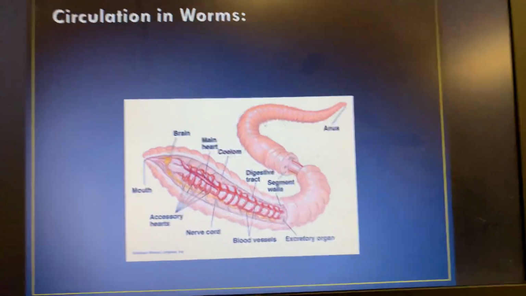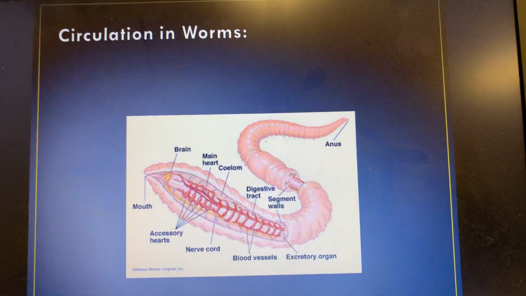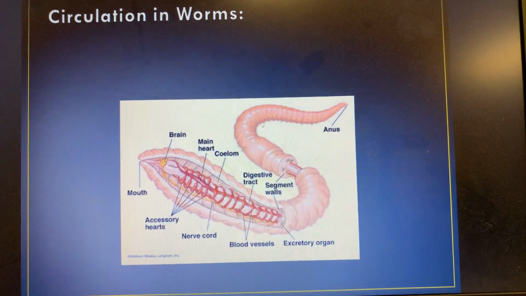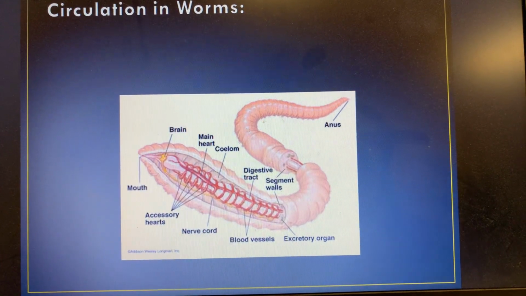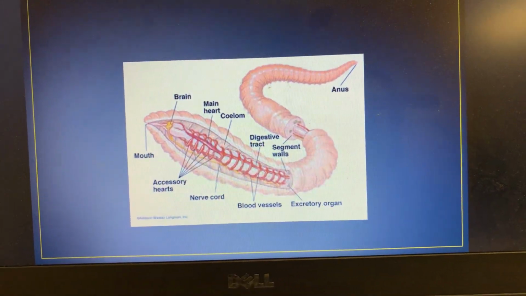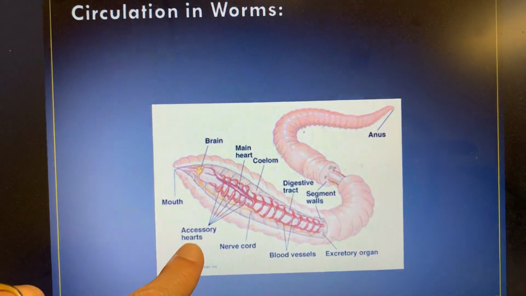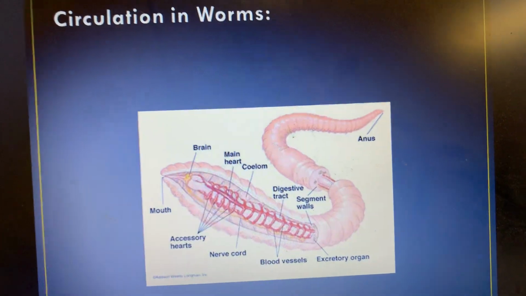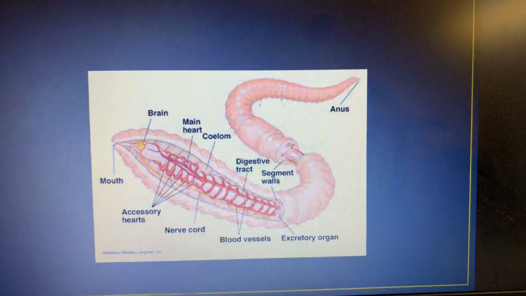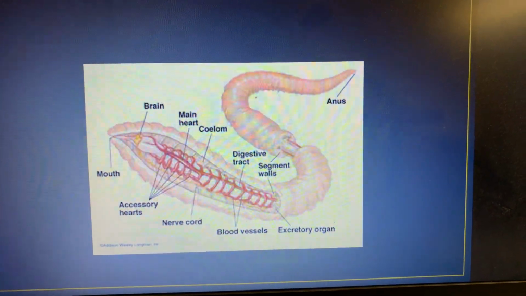Circulation. When you talk about an animal, we talk about all the basic functions of parts of its body. Again, the worm has what we call aortic arches, and this right here, it's labeled accessory hearts. There's 5 of them, and they act like the heart, and they pump the blood, and of course they have blood vessels in their body as well.